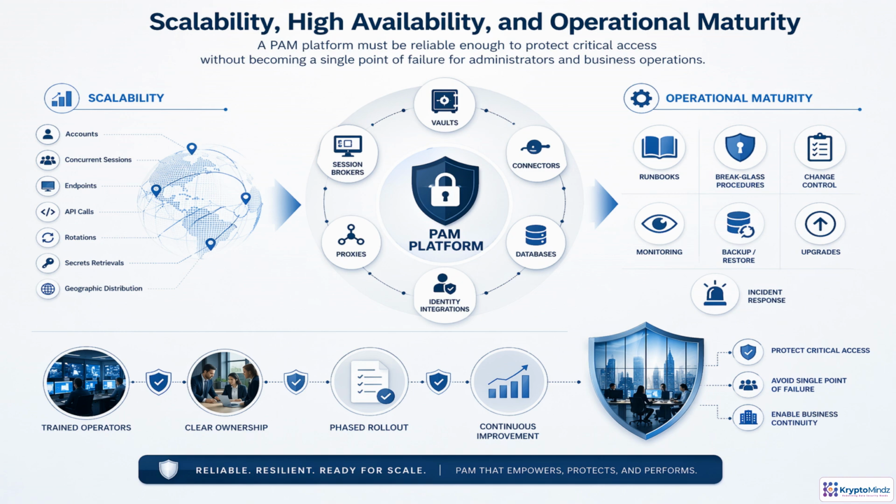Because a PAM platform protects the keys to the kingdom, resilience is not optional. As usage grows, tests scale across accounts, sessions, endpoints, API traffic, password rotations, secrets retrieval, and global locations. Then examine availability across every dependency: vaults, session brokers, connectors, proxies, databases, and identity integrations. If one component fails, administrators still need safe access, especially during incidents.